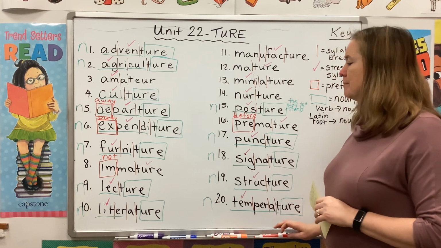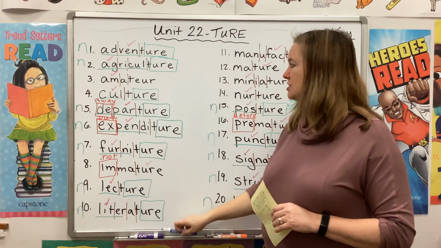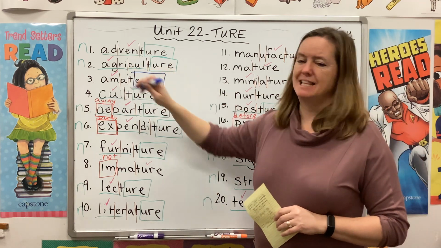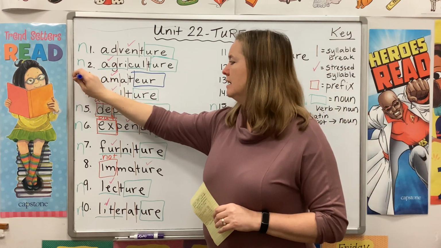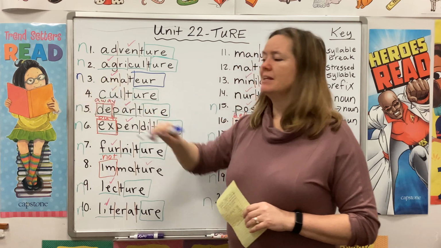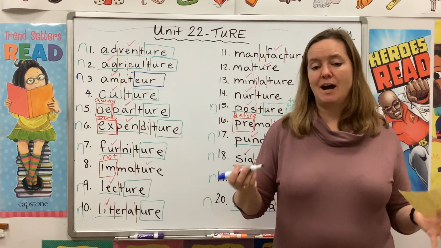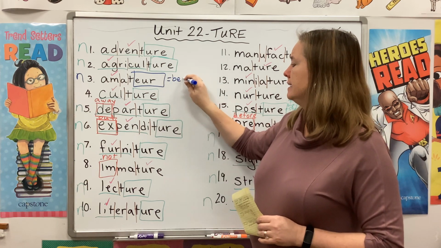Okay, we have the word amateur here, just for contrast. I just want you to notice that has a different spelling. I'm not really sure why. An amateur is a person who is just learning how to do something. So we could say an amateur is a beginner.